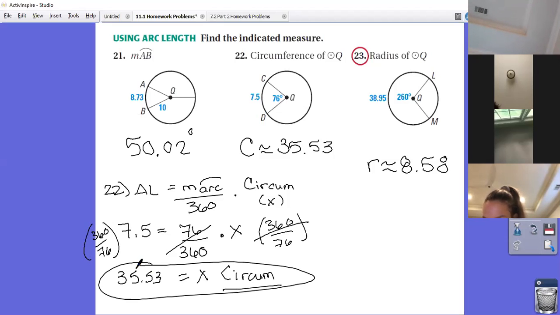Anybody need to see 23 worked out? Okay. Great. Awesome. I'm gonna stop sharing that.